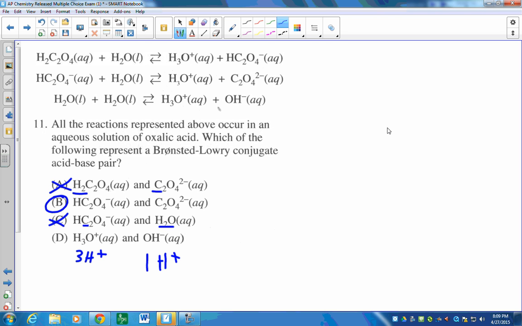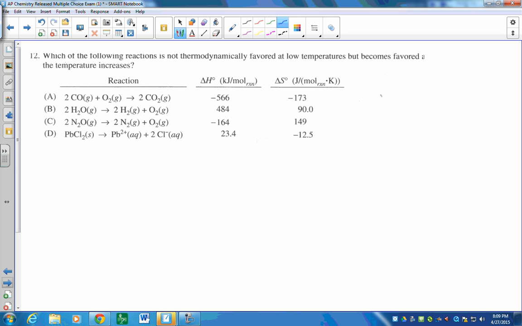And so they have to be identical in all respects, and they have to be in the same equation. You can see right here, a conjugate acid-base pair would be H2O and H3O plus, so it is B. That's a pretty easy question. Hope you got it. Okay, here's my favorite.